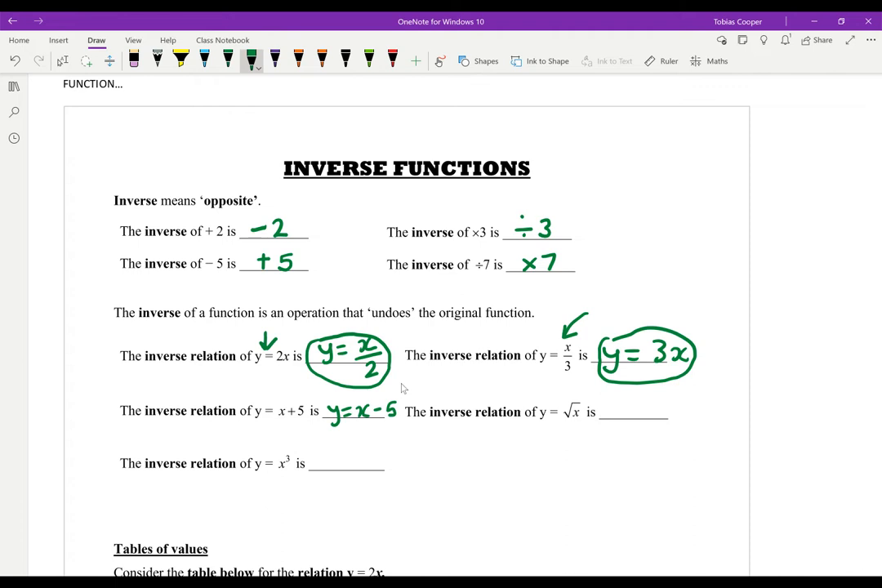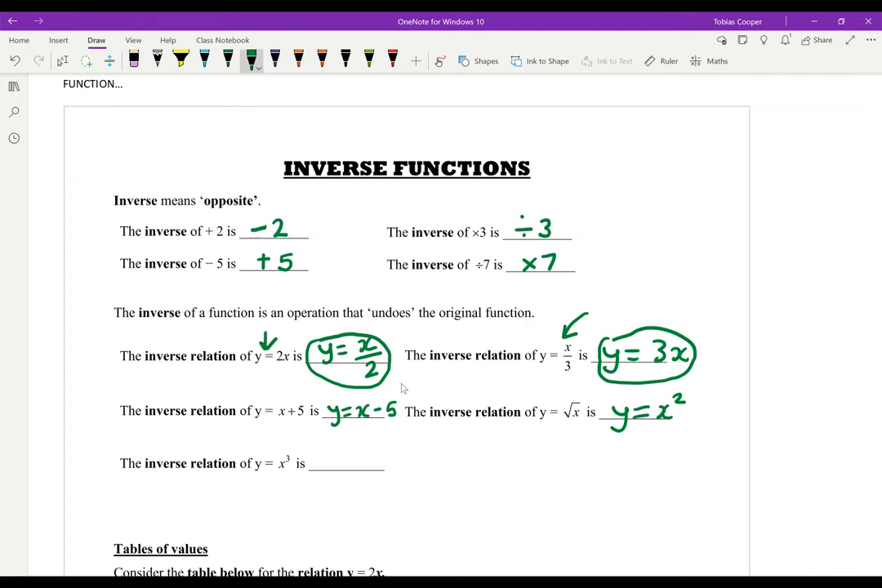Over here, y equals square root of x. What's the opposite of that? The opposite of square rooting is squaring, isn't it? So the inverse relation of y equals root x is y equals x squared.